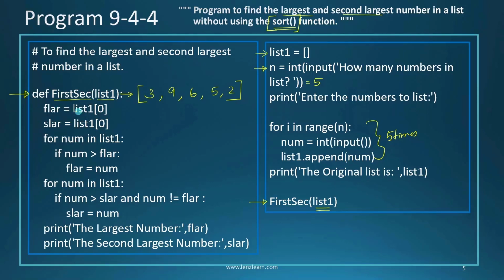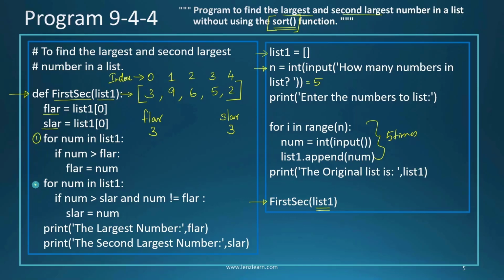So first I will create 2 variables, flar, which stands for first largest number, and the second variable slar, which stands for second largest number. So initially I am loading the first value of the list. 3 is available at index value 0, then you have index value 1, 2, 3 and 4. Okay, so these are the index values for this list. So now the value available at index value 0 is loaded into flar and slar. Okay, so right now the value of flar is 3 and the value of slar is also 3.